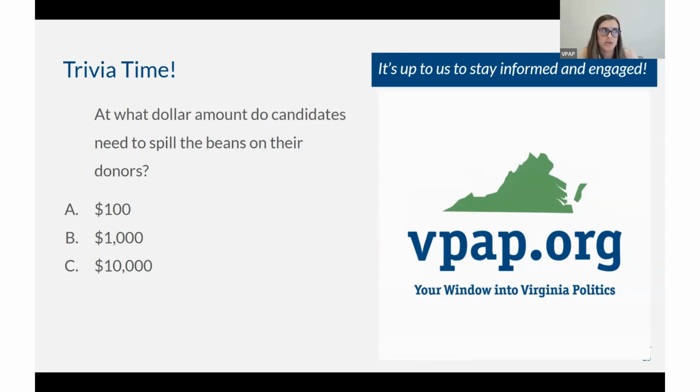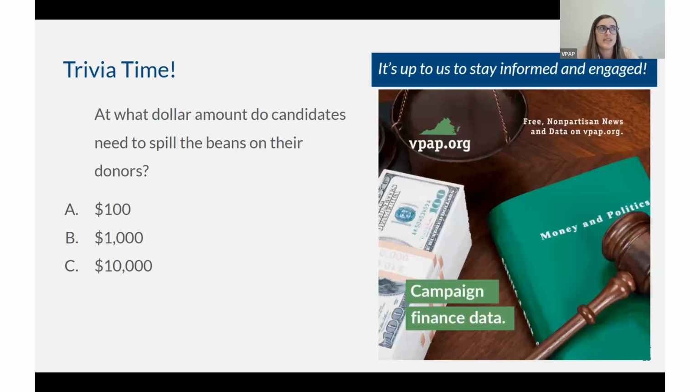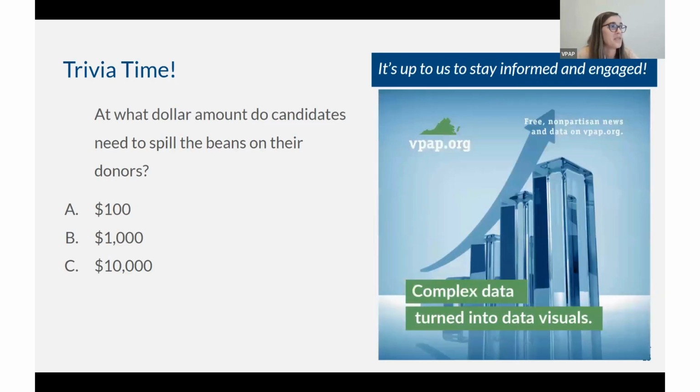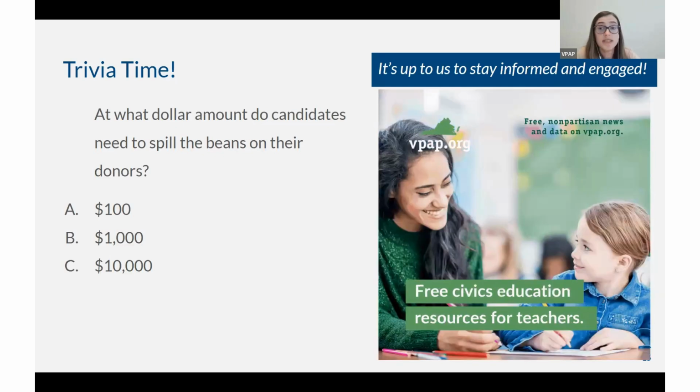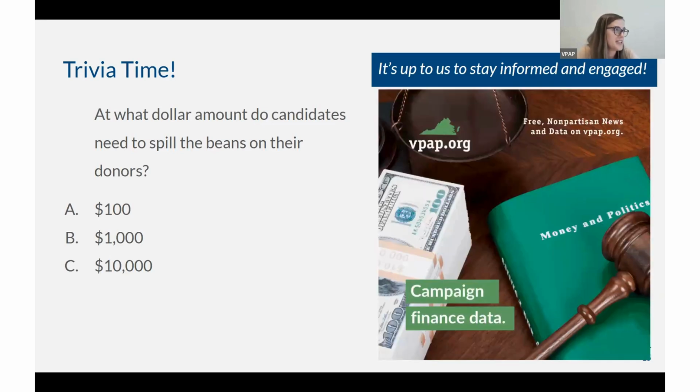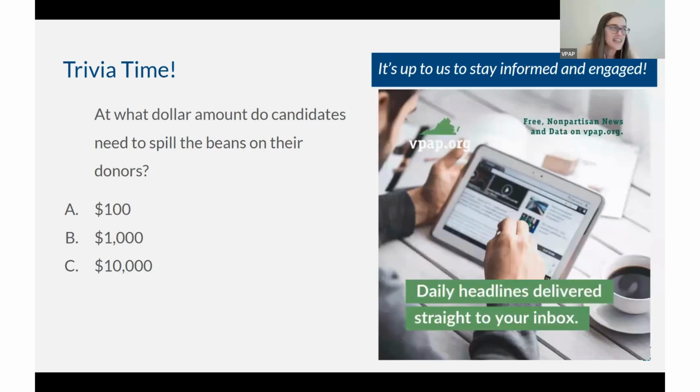All right, so at what dollar amount do candidates need to disclose, or I say spill the beans, which is a more colloquial, fun way. At what point do they have to disclose their donors? Who's donated? And this is the point at which you will get listed on VPAP's website if you donate money to a candidate or a political action committee. $100, $1,000, $10,000.